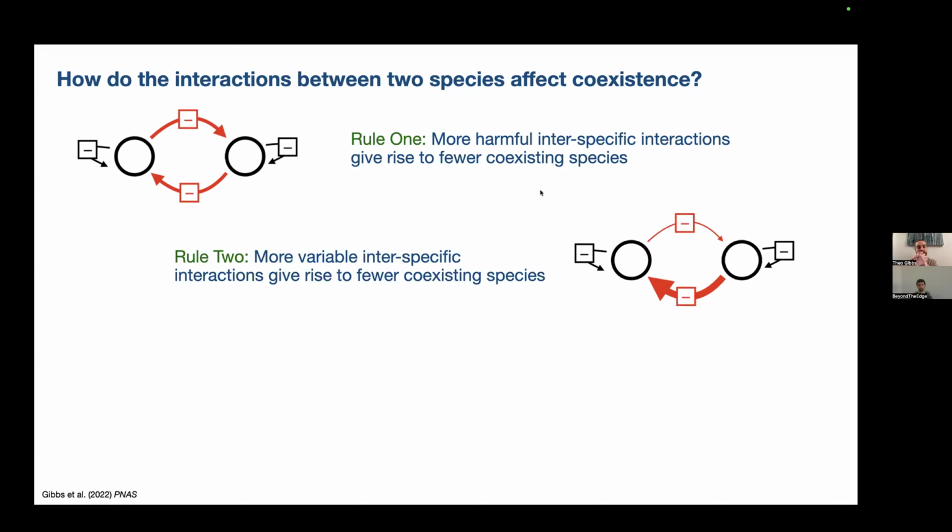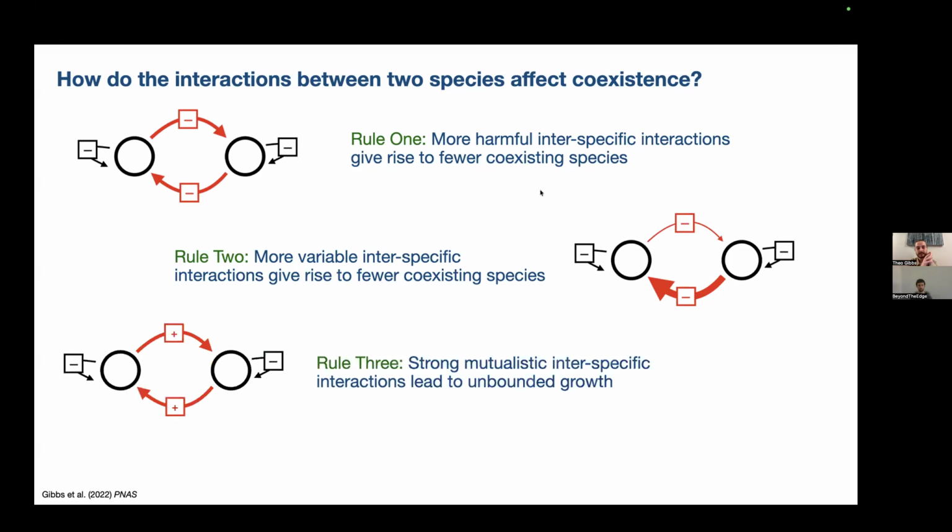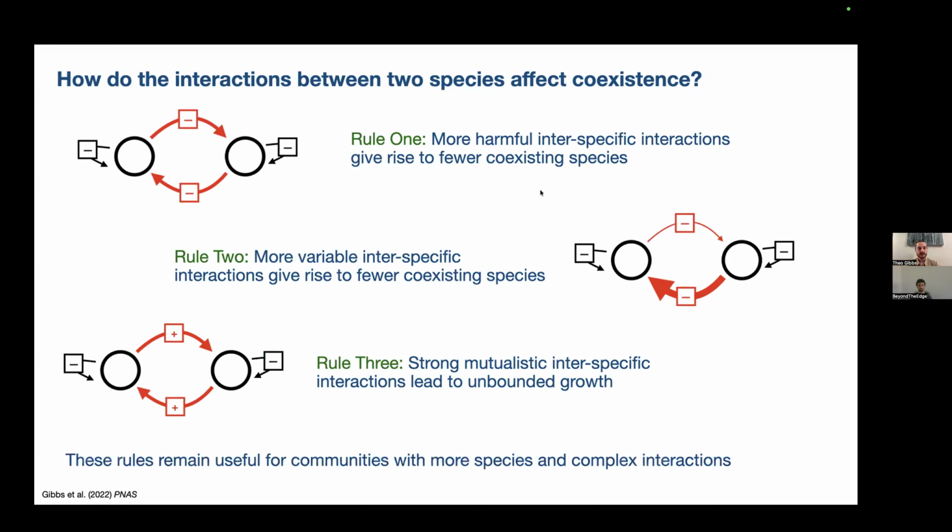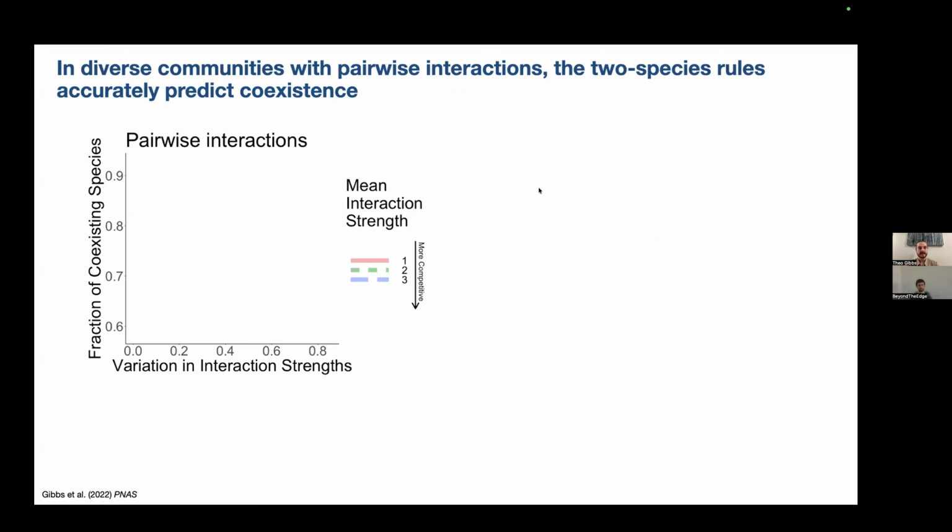We also know that more variable interspecific interactions give rise to fewer coexisting species, and it's for the same basic dynamic. As the interspecific interactions become more different from one another, one species is just a much better competitor than the other and is likely to exclude the weaker competitor. And then last, we know that strong mutualistic interactions can lead to unbounded growth, which we interpret in these models as a lack of coexistence. I'll show you these rules remain useful for communities with more species and more complex kinds of interactions. Okay, so we're ready to see some results.